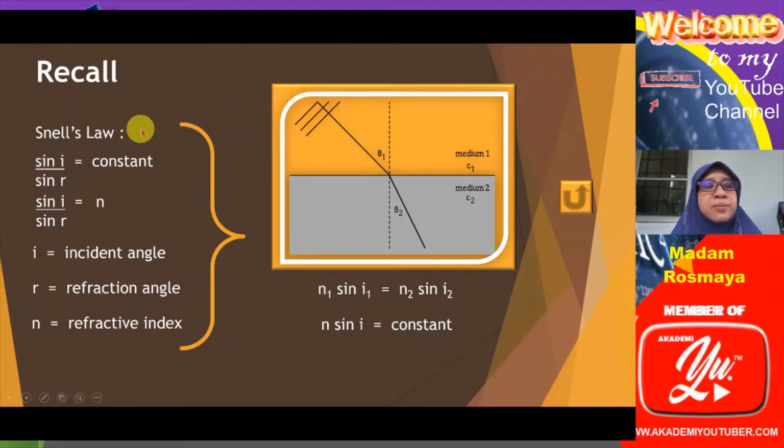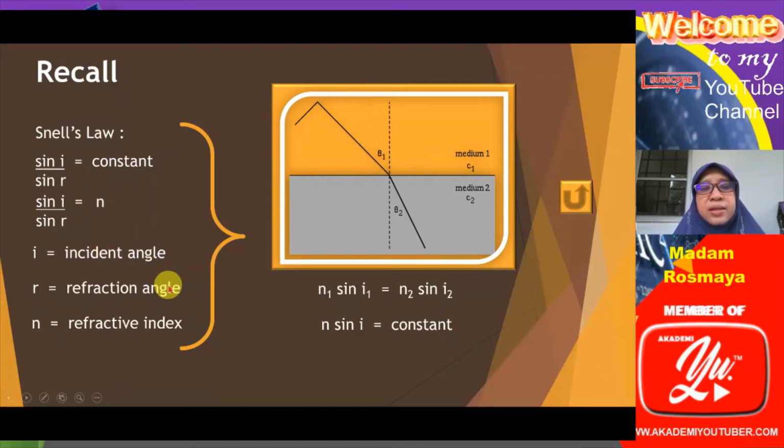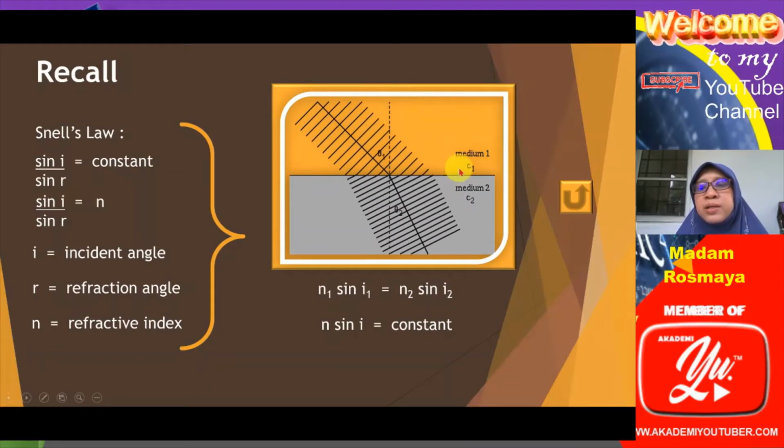So recall what we have learned before using Snell's law, which states that sin i per sin r equals a constant, and the constant is n. n is the refractive index, i is the incident angle, and r is the refraction angle. And from here, we prove that n1 sin i1 equals n2 sin i2, where n sin i is equal to a constant. For the incident ray passing through medium 1 and refracted, the ray is refracted in medium 2. So n1 is the refractive index for medium 1 and n2 is the refractive index for medium 2.